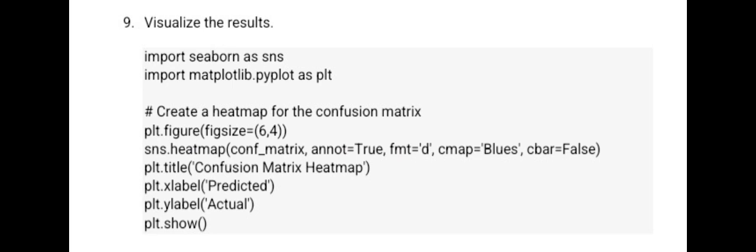It labels the x-axis as Predicted, and labels the y-axis as Actual. Finally, plt.show displays the generated heatmap.